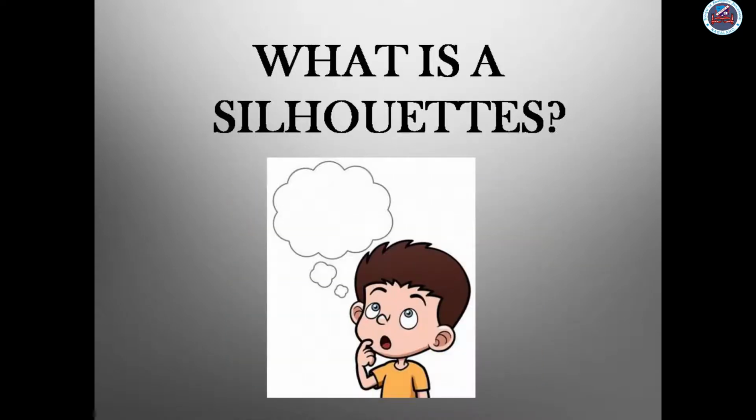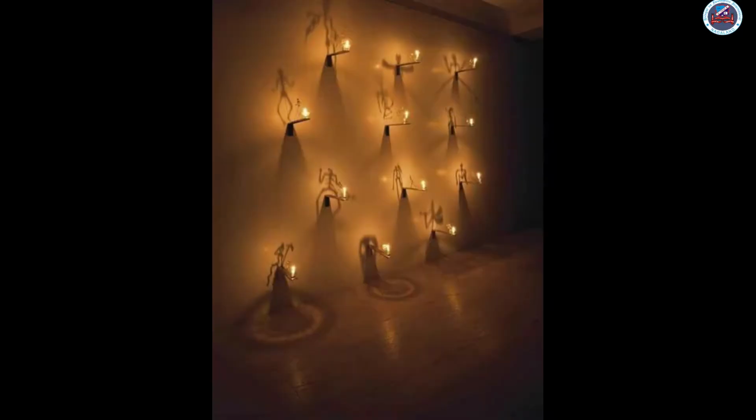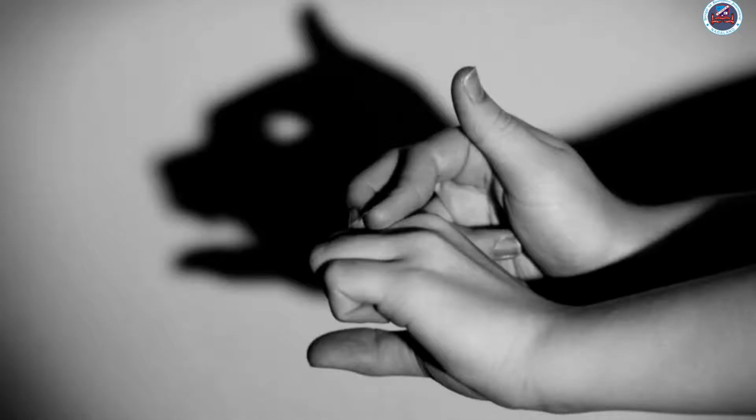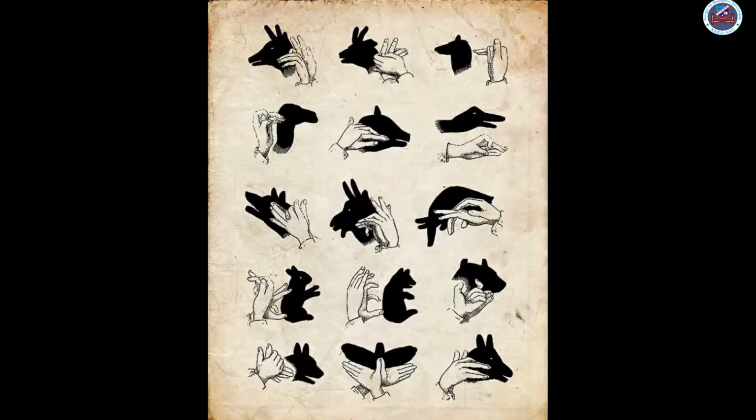Silhouettes and shadow puppets. What is a silhouette? An opaque object held between a light source and a screen gives you a shadow on the screen. The shadow of the object is a silhouette. We all love to make images on the wall using our hands and a torch. Images like a butterfly or a dog and many other things, these shadows are known as silhouettes.